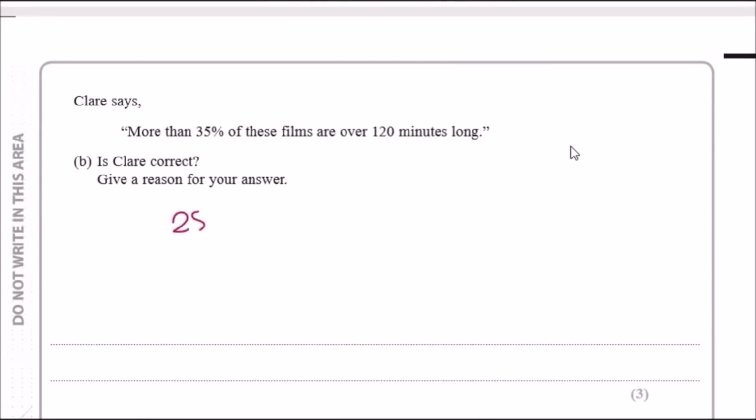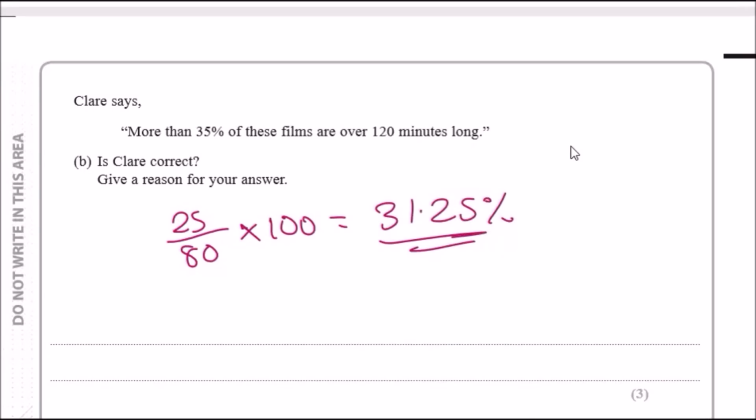So you got 25 over 80. And if you want to change the percentage, well, just times it by 100. Put this in your calculator. I'm doing this literally all from scratch, guys. And of course, I have checked the answers and stuff, but we have to check together. So I've got 31.25%. So yeah, the answer is no.